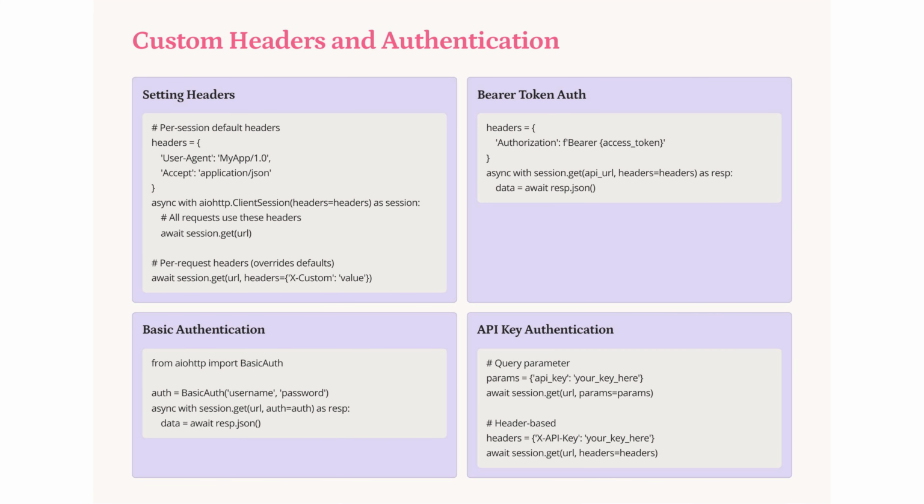Custom headers and authentication are crucial for secure and efficient API interactions. Use per-session default headers for consistent requests and override them as needed. Implement bearer token and basic authentication for secure access. API key authentication can be done via query parameters or headers, ensuring flexibility in securing API endpoints.